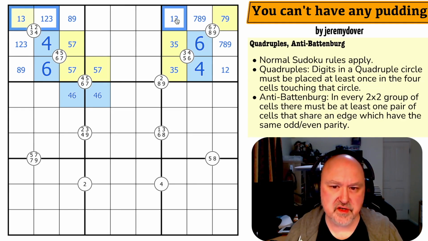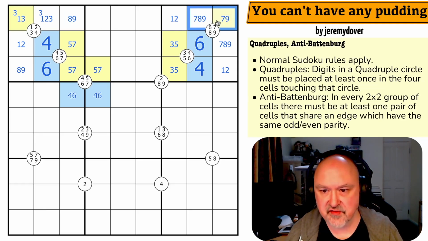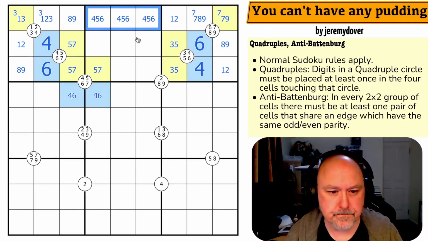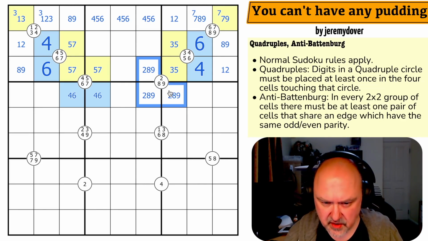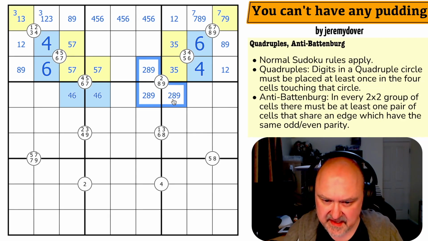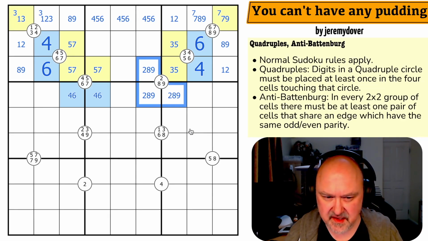Oh, hang on. That's a 1, 2, 3 triple. So, right, the 3 on this 1, 2, 3 triple is over here, so that's not a 3. The 7 in this 7, 8, 9 triple is over here, so this is not a 7. And these are 4, 5, 6. That's cool. These are now 2, 8, and 9. Can I tell anything about that? No, because 2 of these are going to be even, and that's going to automatically complete that Battenburg pattern.